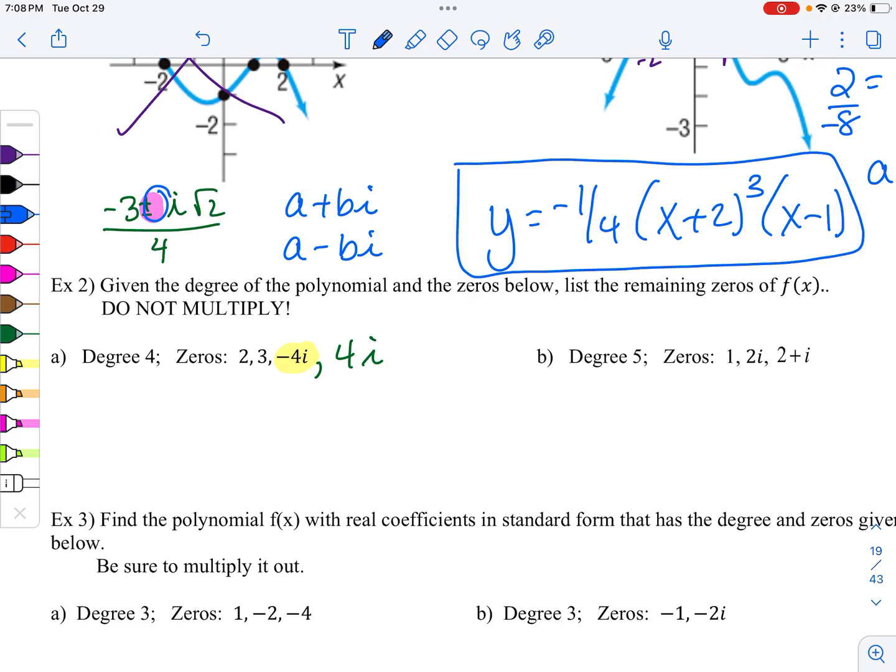So it says, given the degree of the polynomial and the zeros, find the remaining zeros. We know that this one had to be degree 4.